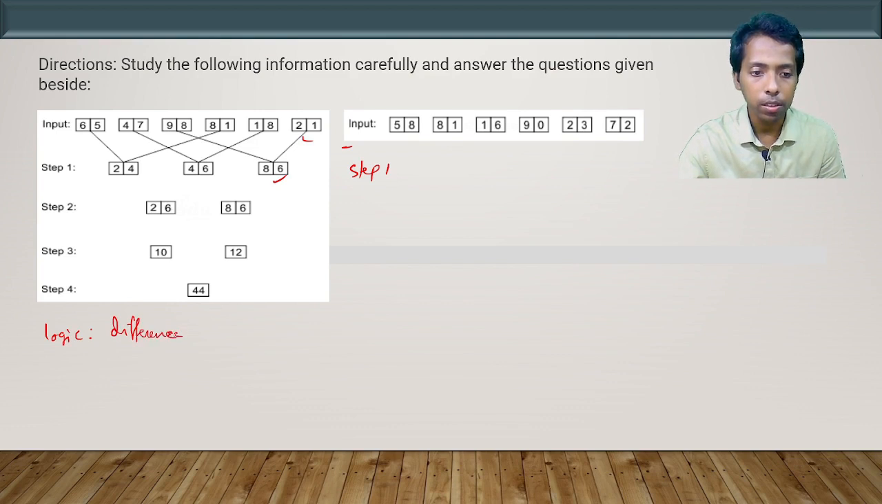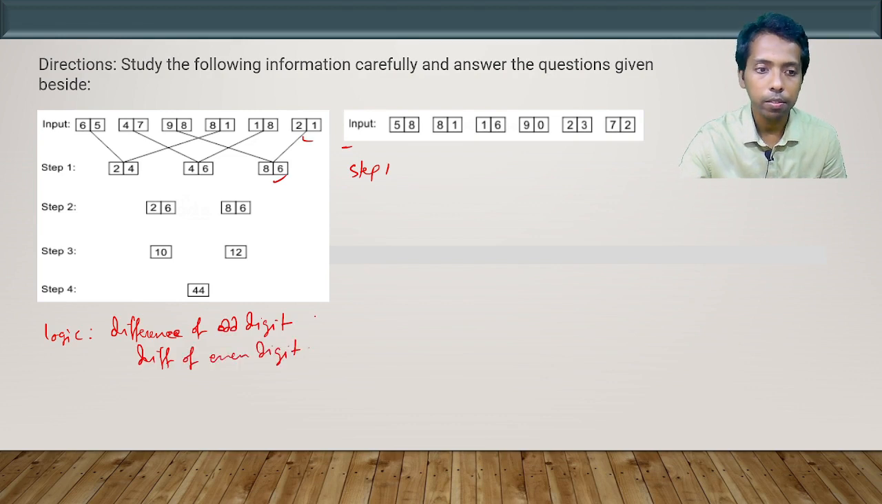Difference of odd digits and the second difference of even digits. See here, 6 and 8 we can take as 2, and 5 and 1 it can be 4. 4 and 8, we only take the difference. 4 and 8 the difference is 4, and 7 and 1 difference is 6. Even number digits, odd number digits. And moving to step 2. Step 2, this is 26, 86.